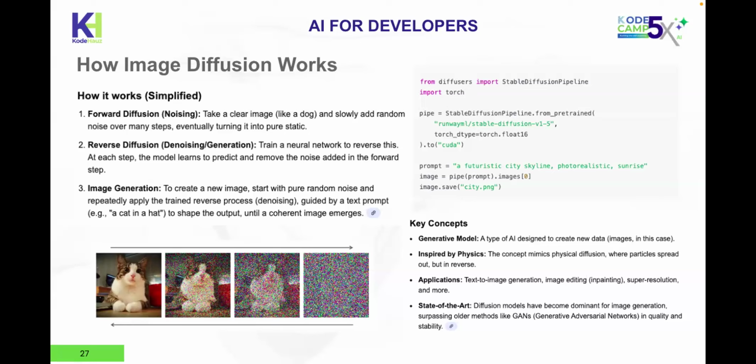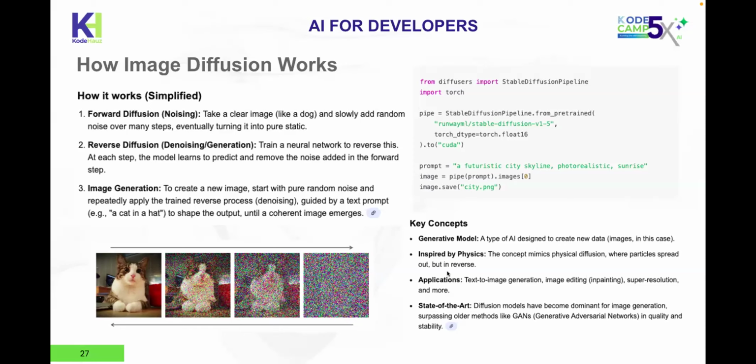But we will use the API hosted ones to run these prompts. So some of the key concepts to remember: a generative model is a type of AI that is designed to generate new stuff, new data, whether it is images, words and sentences, or speech. It generates stuff. That's why it's called a generative model.